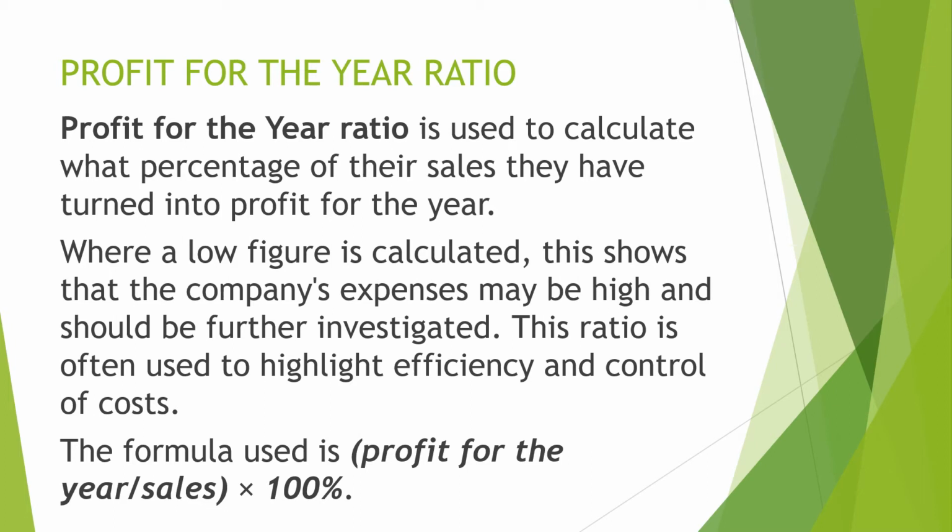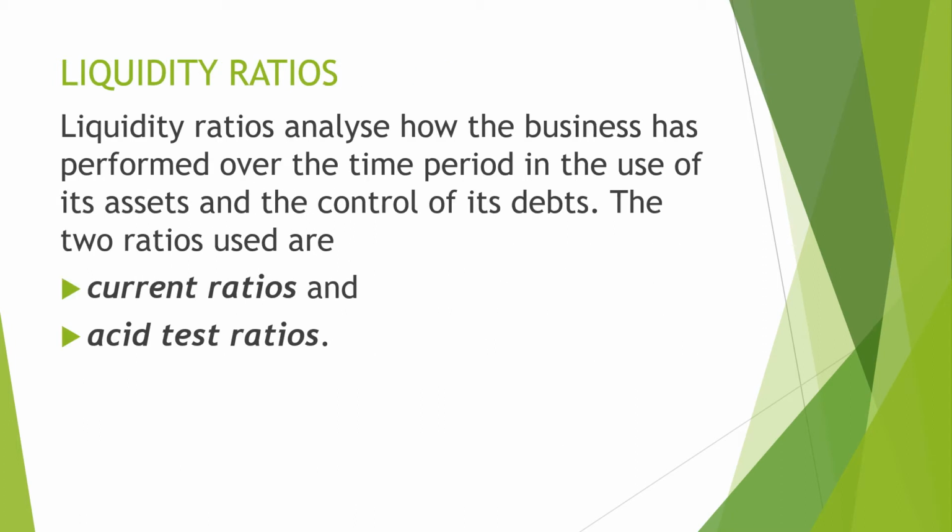So if your profit for the year is falling, it could be that your expenses are too high and you maybe have to look into that. The ratio is often used to highlight efficiency and control of costs. So your expenses are a big thing here, and if your profit for the year is going down, then it suggests that your costs, your expenses are too high. How is it done then? The formula is profit for the year over sales times 100, very, very similar to the gross profit one.